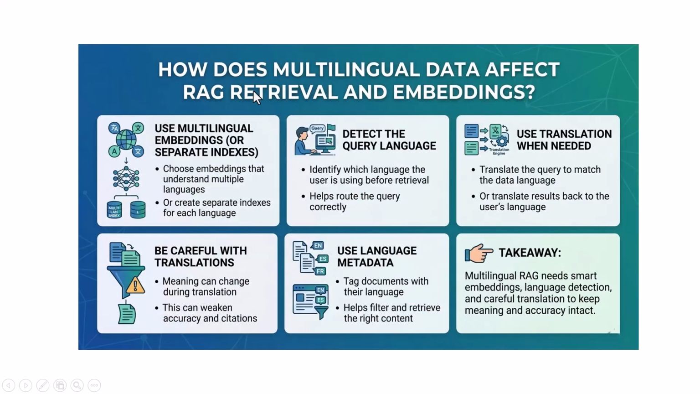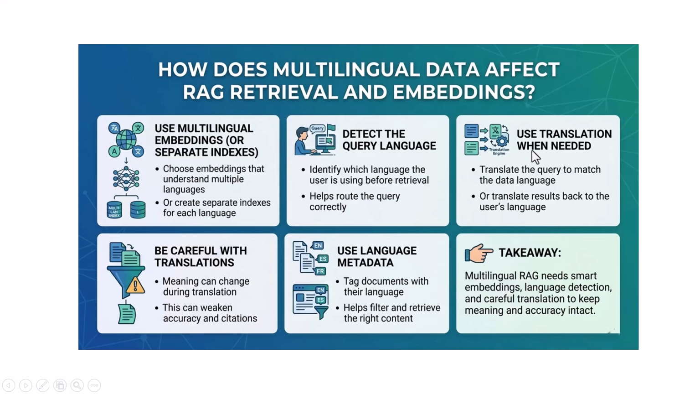Okay? Let's understand how does multilingual data affect RAG retrieval and embeddings. We have few options here. First one is use multilingual embeddings or separate indexes. That is, choose embeddings that understand multiple languages or create separate indexes for each language. Okay? The other option is detect the query language. That is, identify which language the user is using before retrieval. This will help route the query correctly, right?